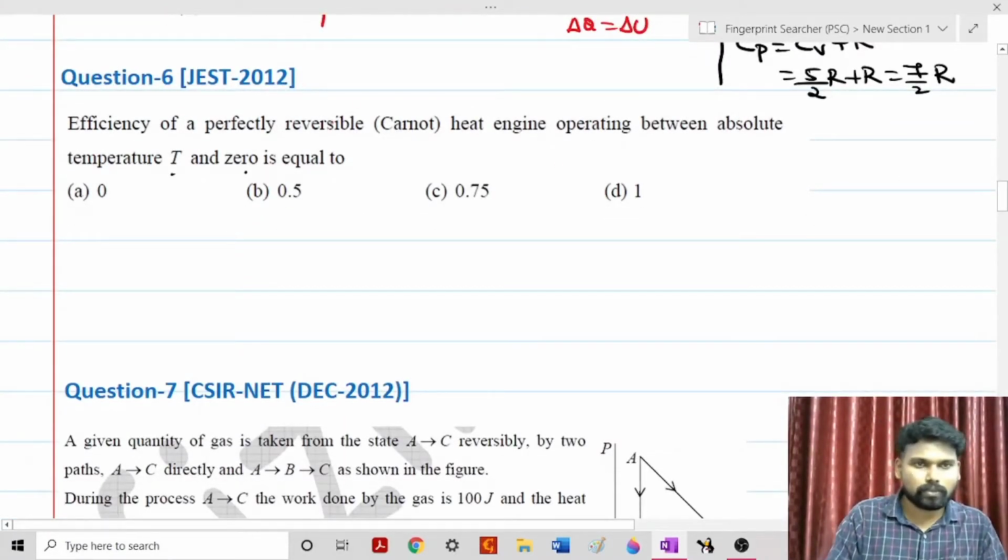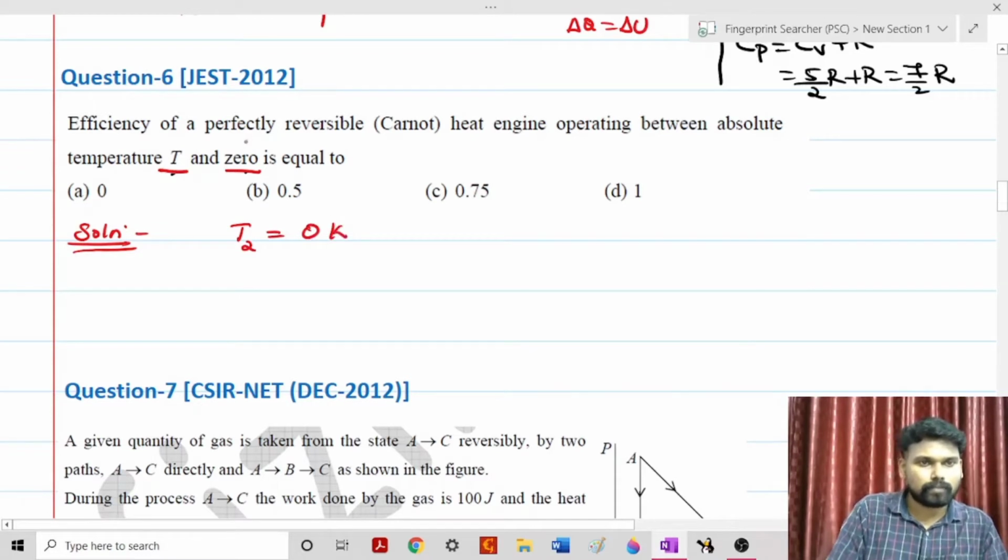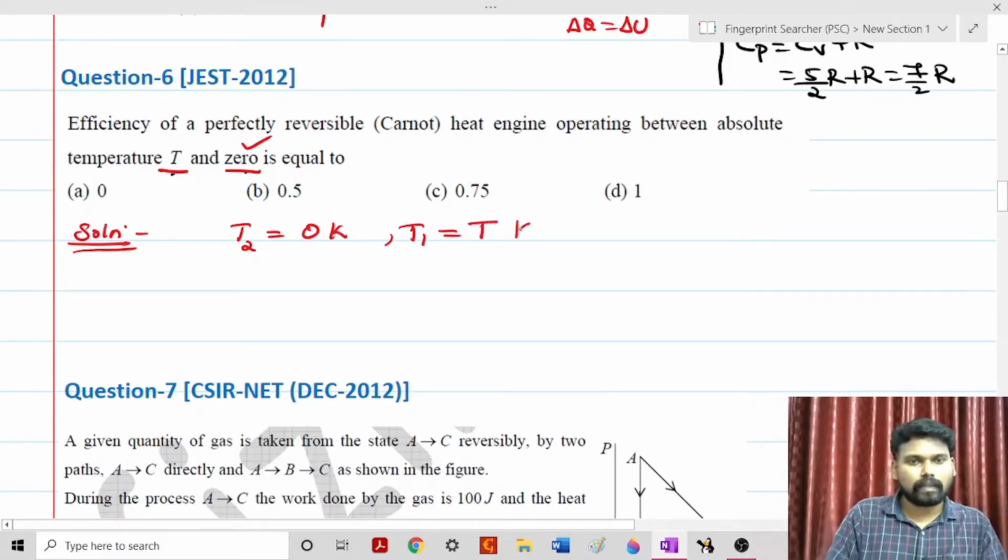It is just an exam question. The efficiency of a perfectly reversible heat engine operating between absolute temperature T and 0 is equal to what? So this is T Kelvin and this is 0 Kelvin. Usually we take the lower temperature as the sink temperature, so T2 is equal to 0 Kelvin. And what is T1? The source temperature is the higher temperature, which is T Kelvin.